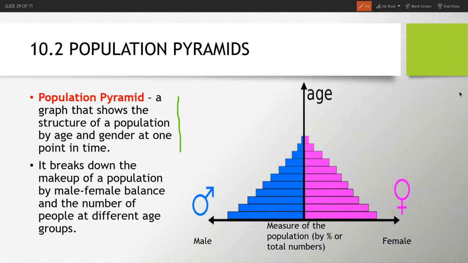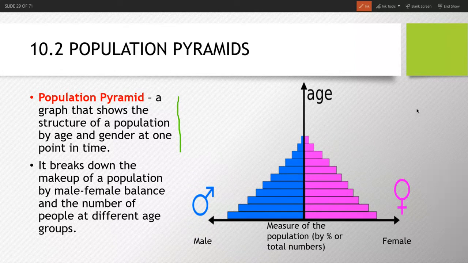So, a population pyramid will always have a year labeling it usually, and this will show that this is a population profile for a country at a given time. So a single population pyramid is not meant to show change, but a series of population pyramids can help us take a look at population change. Okay, so we get a breakdown of the population by male female balance and age.